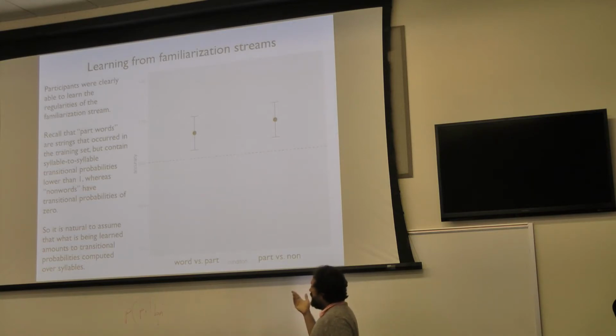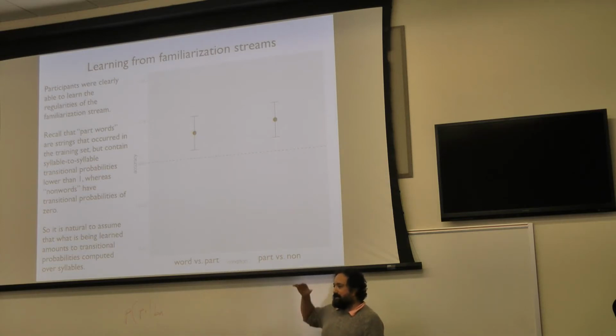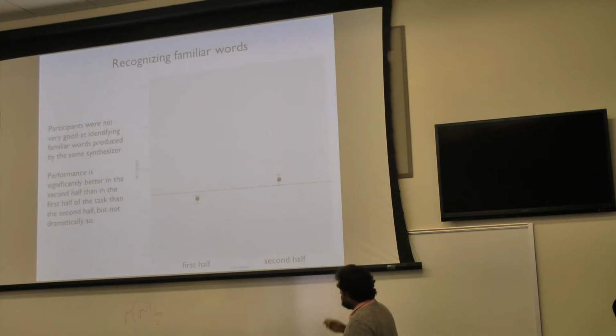Okay, so it's natural to assume that what's being learned here amounts to transitional probabilities computed over syllables, because that's what we gave people, right? I mean, if I hadn't played you what the syllables sound like, you'd be like, oh yeah, they played syllables. Those are English syllables. People can recognize those, right? When you actually listen to what the stimuli sound like, probably not so good at recognizing them.